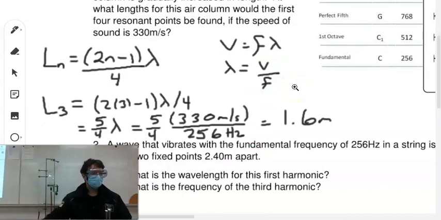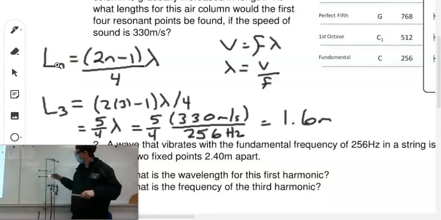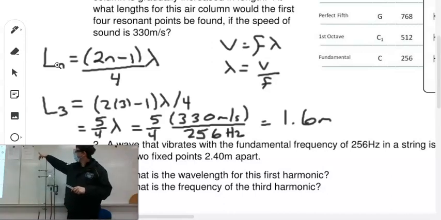Now you can do the same thing, and solve for L1, L2, and L4 to figure out the 4 lengths. But what does this actually mean? I'm going to show you, because right over here I have an air column. Over here it's open, and then there's water at the end. The level of the water would simulate where the fixed end is going to be. So the length of our air column goes from where the water is up to where it's open.